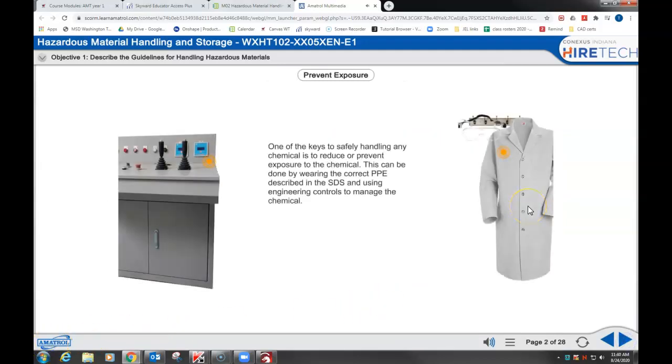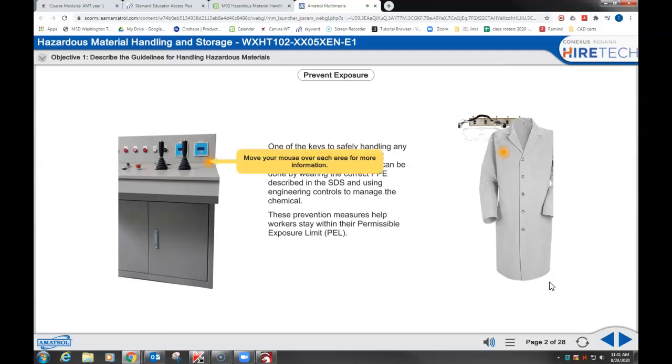One of the keys to safely handling any chemical is to reduce or prevent exposure to the chemical. This can be done by wearing the correct PPE described in the SDS and using engineering controls to manage the chemical. These prevention measures help workers stay within their permissible exposure limit, or PEL.